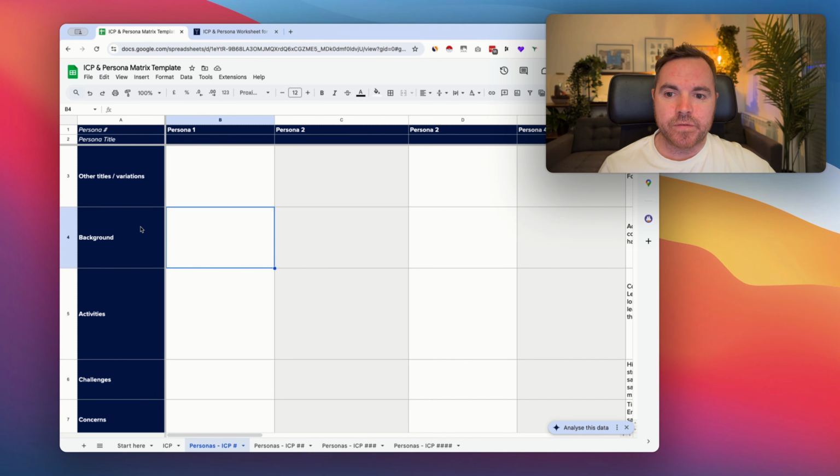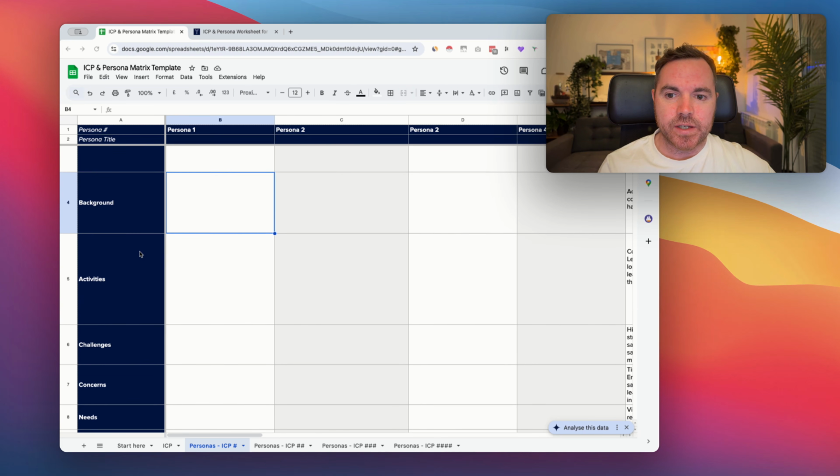Then you want to put a bit of information about their background. What are they responsible for? Where have they likely come from? What's their work experience been? How familiar are they with buying solutions like yours, or maybe not? Then you want to think about the activities. Outline what they're doing on a daily or weekly basis.